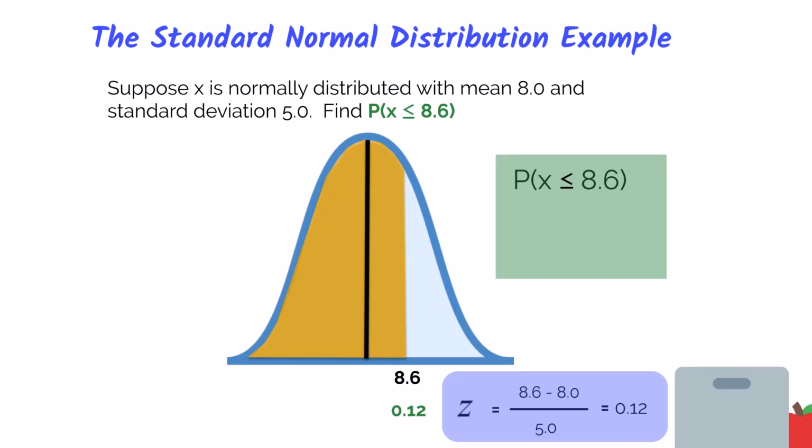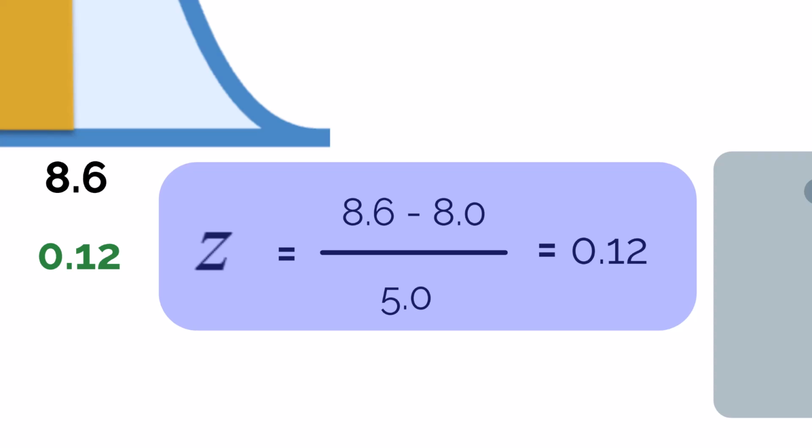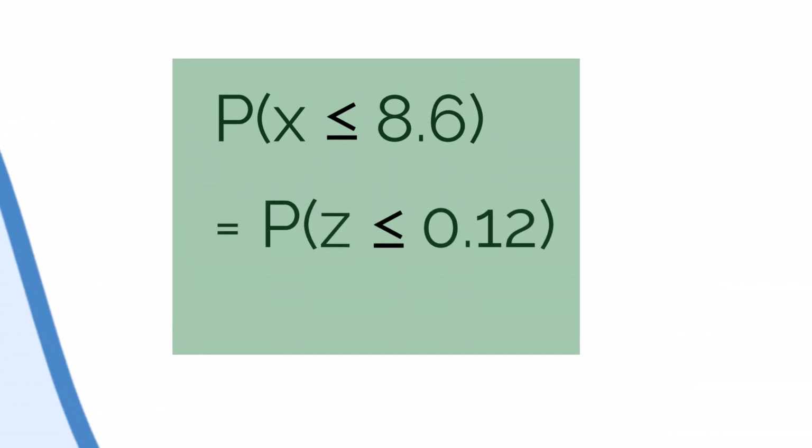So suppose x is normally distributed with a mean of 8 and a standard deviation of 5. We want to know the probability that x is less than or equal to 8.6. That means I want to know the chance that x is going to be any value of 8.6 or below, which is highlighted here in yellow. Down here at the bottom, we have the formula to calculate the z value for our x value of 8.6. So we can rewrite that the probability that x is less than or equal to 8.6 is the same as the probability that z is less than or equal to 0.12.